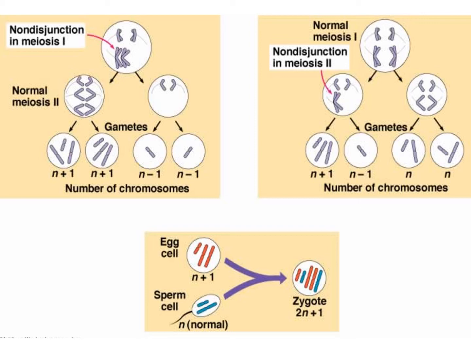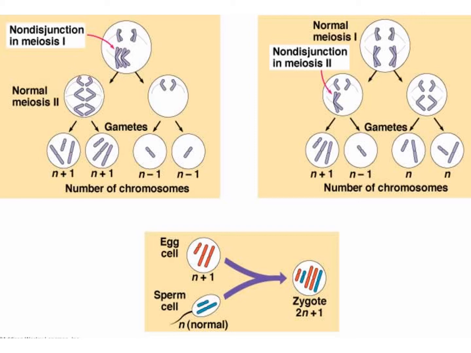Now let's look at the second case here. So on the right, we've got non-disjunction occurring during meiosis 2. Same idea, except in this case, the first division went properly, so the chromosomes separated properly, but the chromatids did not separate properly during the second division.